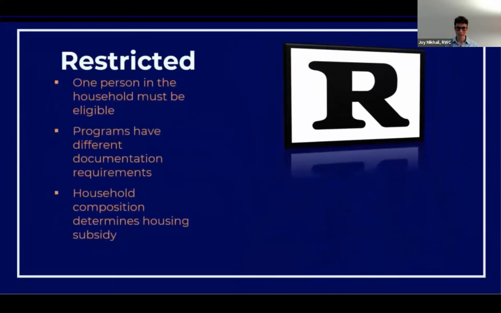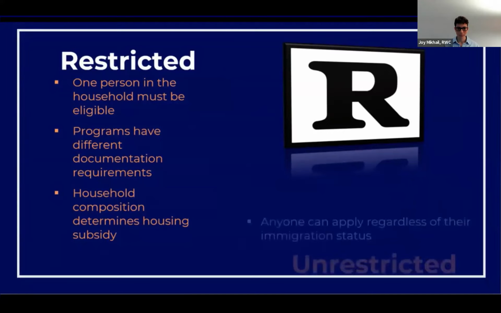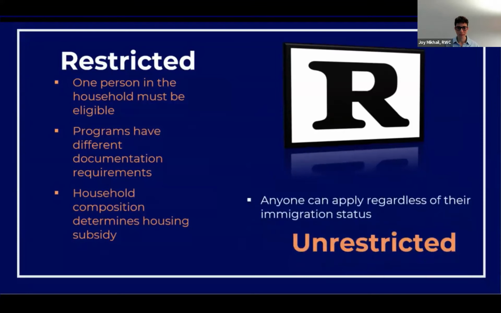Now, restricted means that at least one person in the household must either be a U.S. citizen or an eligible non-citizen to qualify for that program. Restricted programs can have different documentation requirements, and the immigrant composition of a household can affect how much housing subsidy they will receive in some of these restricted programs. Now, unrestricted means that anyone can apply regardless of their immigration status.